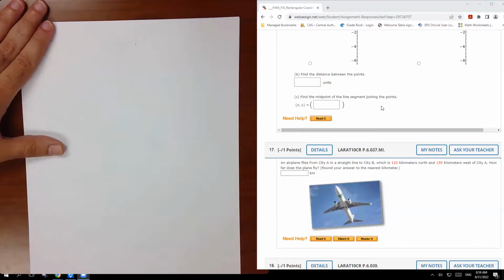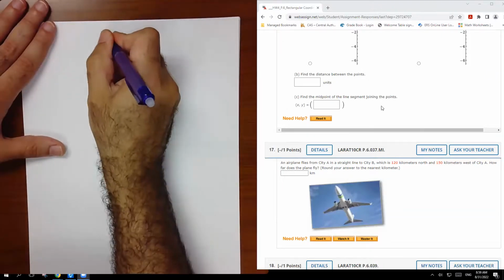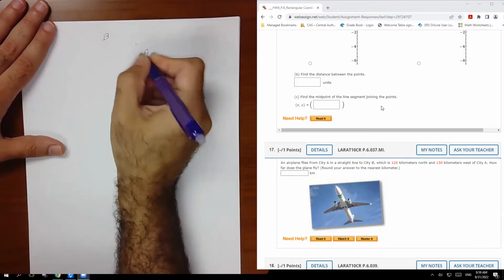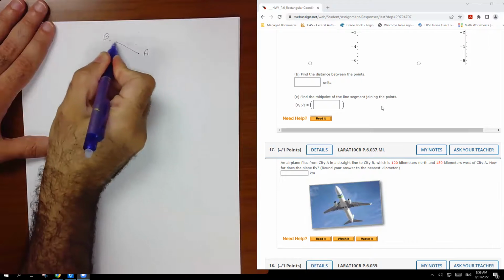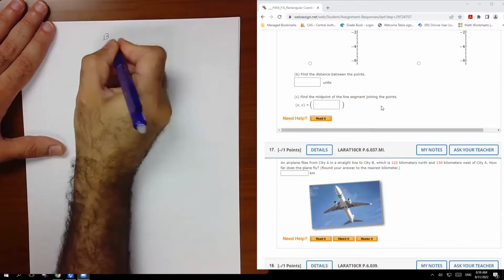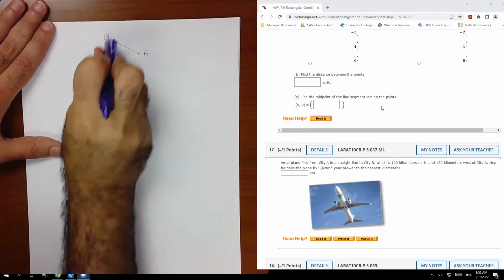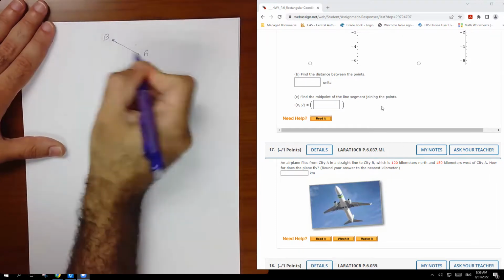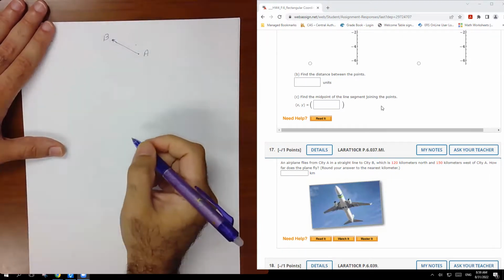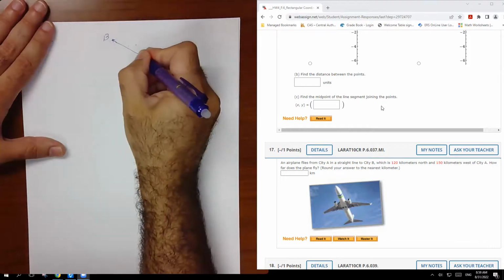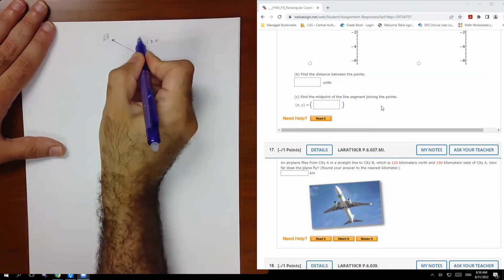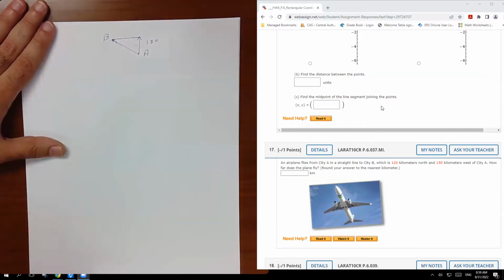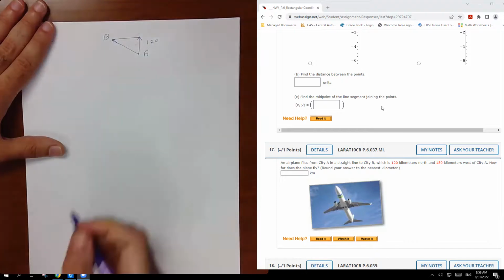Okay. So an airplane flies in a straight line from city A to city B. So here's B and here's A. The location of city B is 120 kilometers north, so this is going to be the north, 120. And to the west is going to be 150.